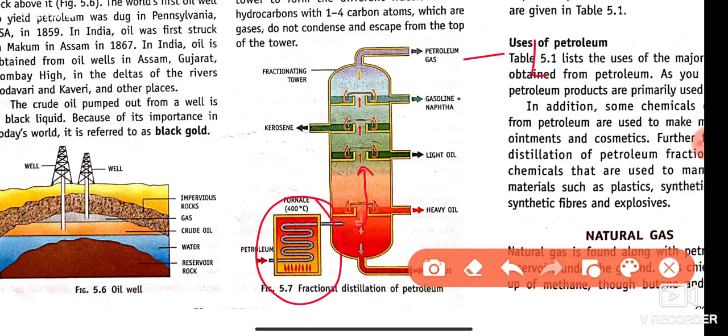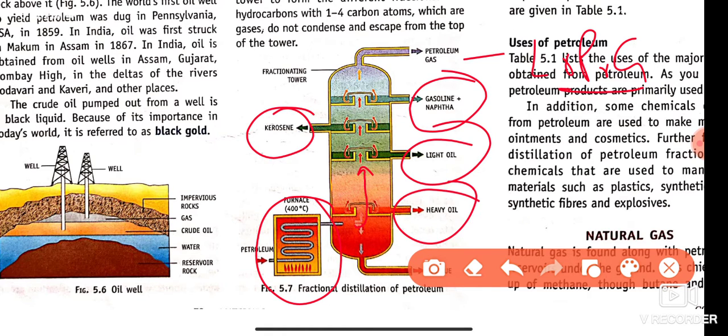So first of all we get LPG, liquid petroleum gas. The gas that is obtained in the upper section, first to evaporate, after condensation is formed as liquid petroleum gas. Then second is gasoline or naphtha, third is kerosene, fourth is light oils, and fifth is heavy oil, and last is the residue remaining in it.